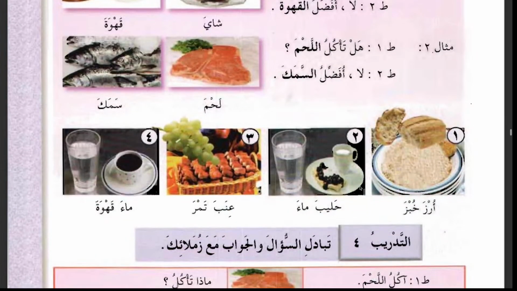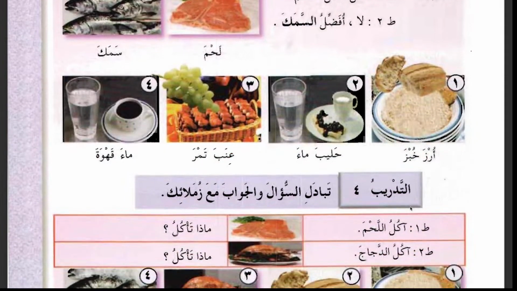Right? Clear. So here you're going to ask هل تأكل الأرز? Right? أرز. Rice. Do you eat rice? So you say لا أفضل الخبز. No, I prefer bread. Right? So you're going to complete all of these exercises and write the English. Write it with the tashkil, memorize it, and write the English.